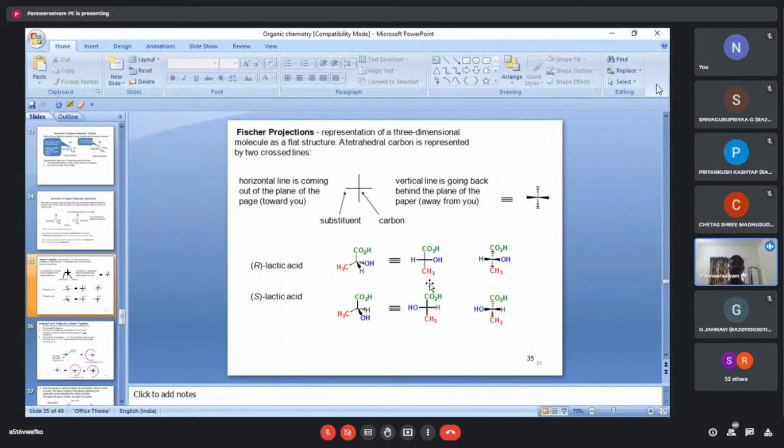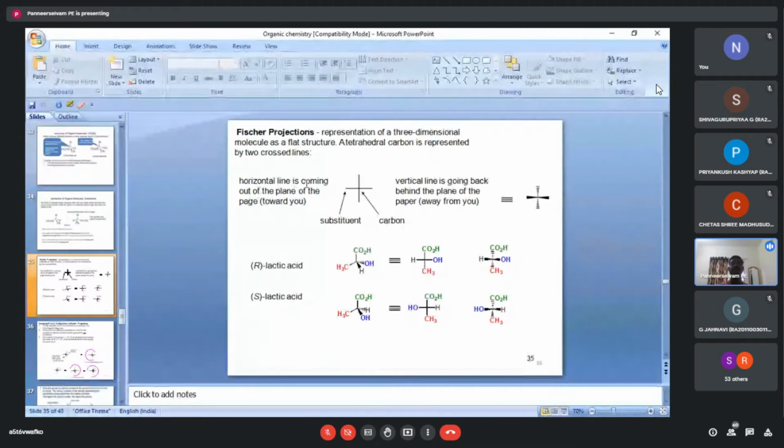This is a clockwise direction, counterclockwise direction. First, we should write any organic compound with an asymmetric carbon. We should write the vertical model, like the Fischer projection formula. You see the representation of a three-dimensional molecule as a flower structure. A tetrahedral carbon is represented by two cross lines, one horizontal and another vertical.